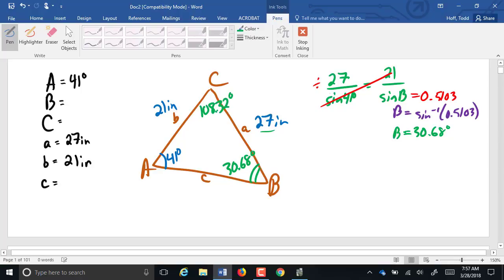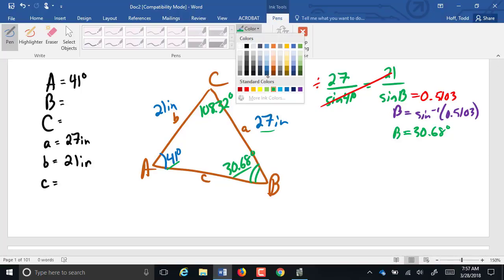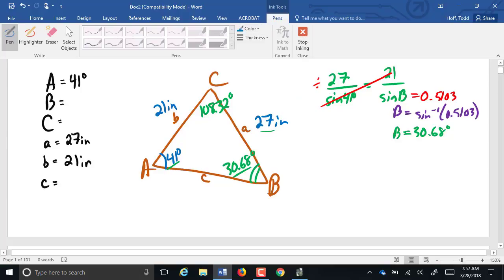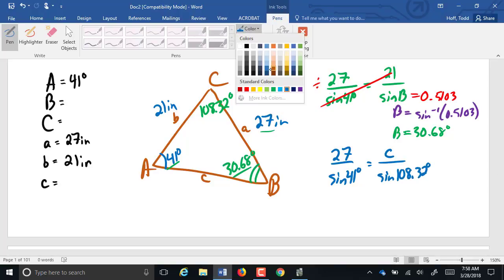Yes, C is 108.32. Again, we take 180 and subtract those other two angles. We get 108.32. We are now ready to find side C. We still have the 27 over the sine of 41. What do we do for side C? Perfect. C over the sine of 108.32.